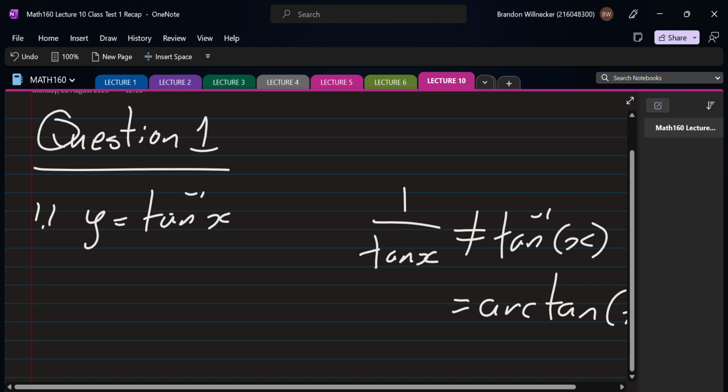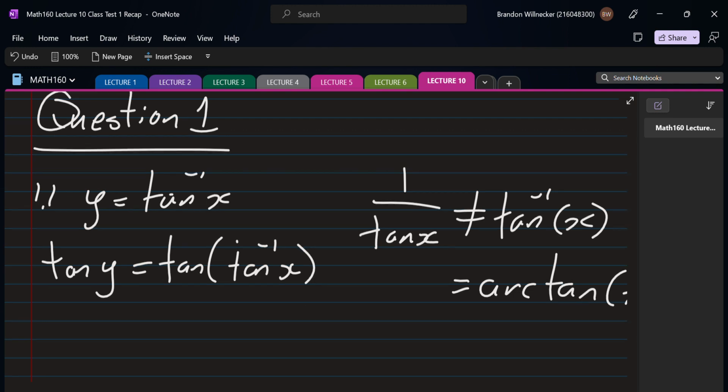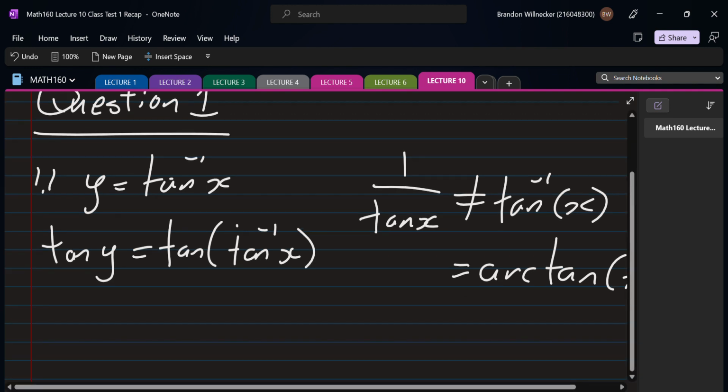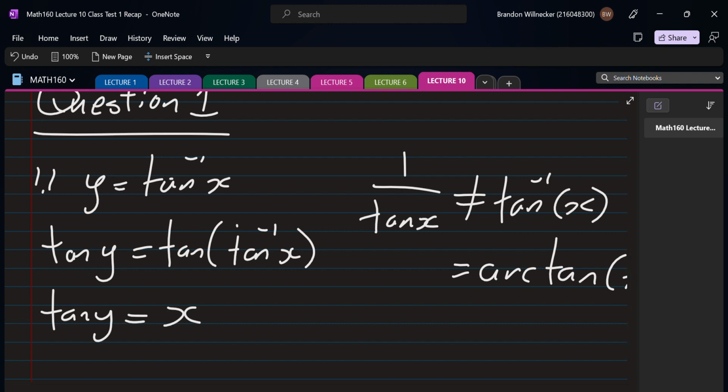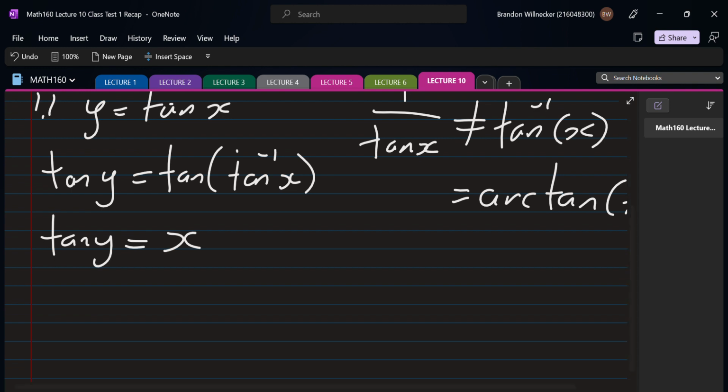Okay, so what we do, since it's an inverse, we take the tangents on both sides. So tangent y is equal to tangent of arctan, or inverse tan of x. They cancel. So we're left with tangent of y is equal to x. Everybody should be writing this down. So now we have an implicit equation. We see that the y is inside some other function. That's what we mean by implicit.